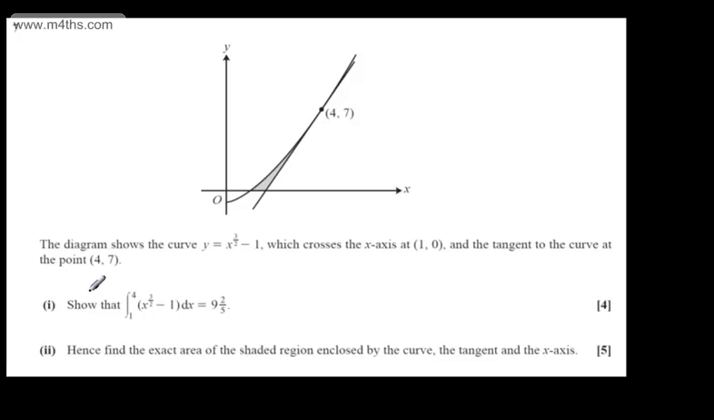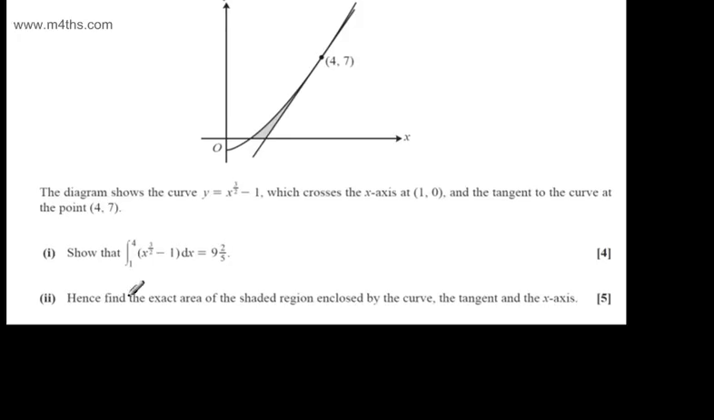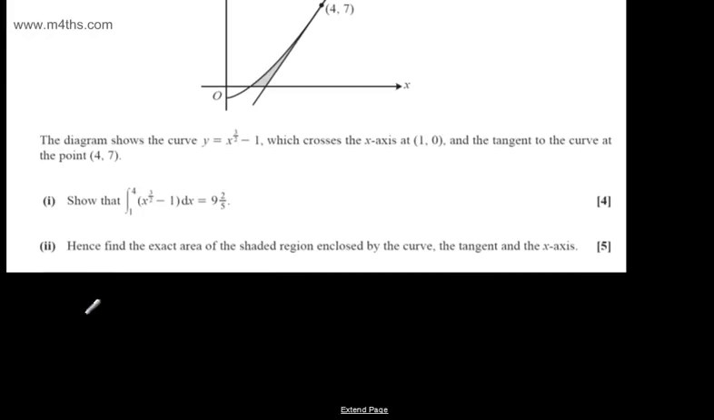In the first part of the question, for 4 marks, we need to show that the integral from 1 to 4 of x to the 3 over 2 minus 1 with respect to x is equal to 9 2/5. So let's go ahead and do that. We're looking at the integral from 1 to 4 of x to the power of 3 over 2 minus 1, and we're integrating with respect to x.